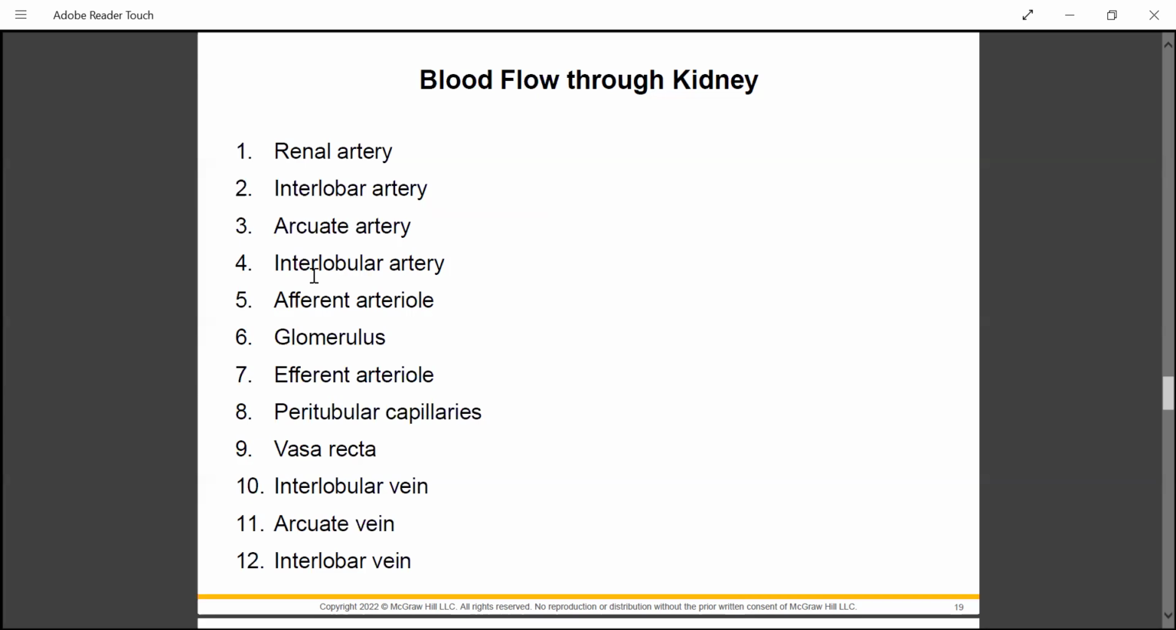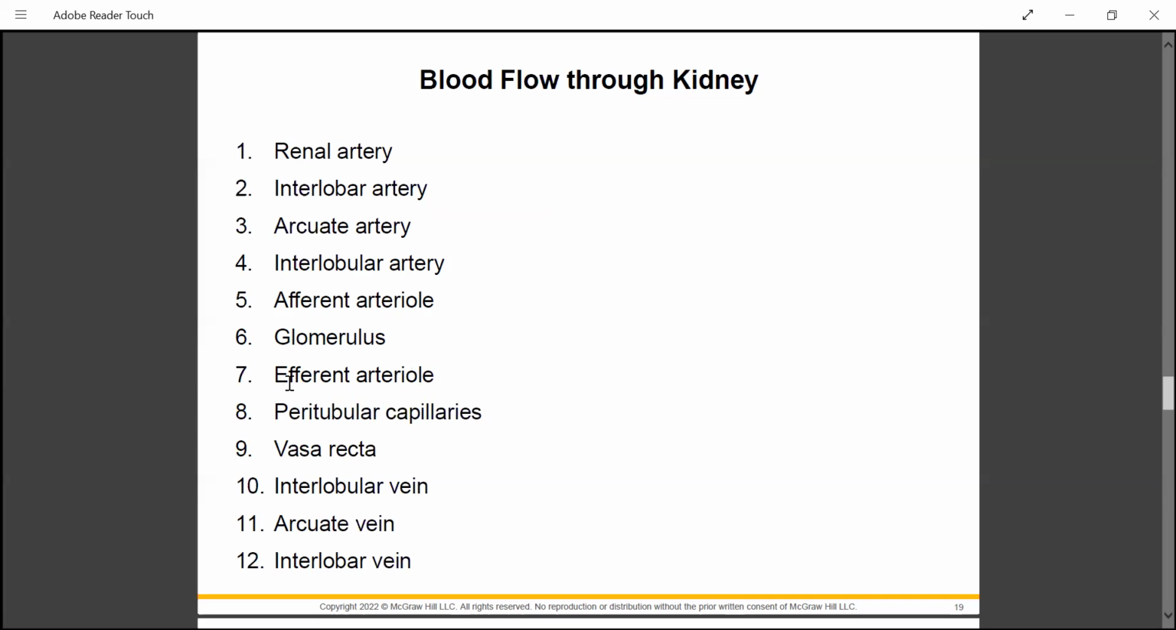So interlobular is farther down the chain. We have the afferent arteriole. Remember, afferent arrives. This is how blood is going to enter the glomerulus. Blood is going to exit the glomerulus or that capillary network via our efferent arteriole.